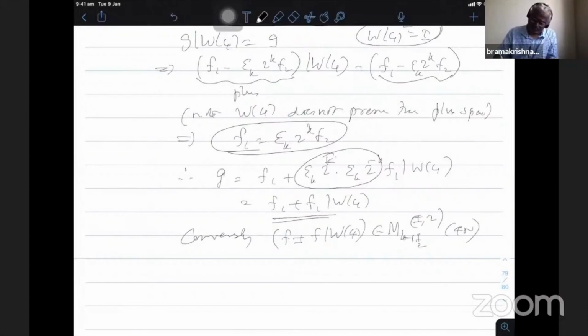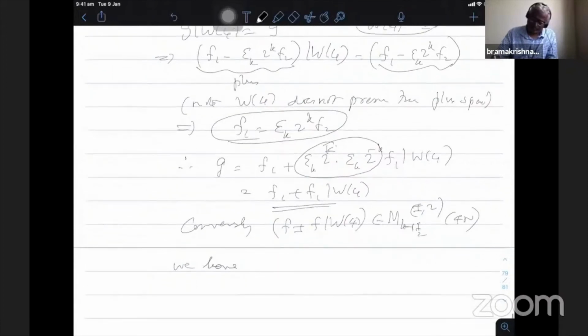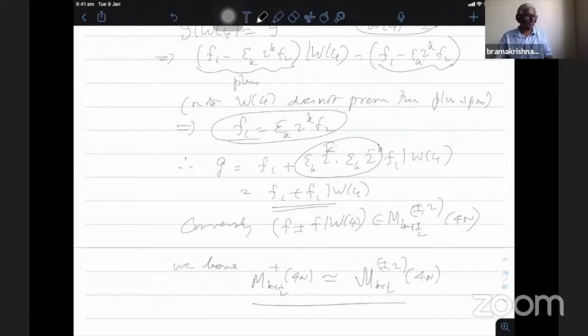So also we have, that is, these two spaces are isomorphic. So M_{k+1/2}(4N) is isomorphic to this space, the plus or minus 2 eigenspace of 4N. Okay, these two spaces are isomorphic.